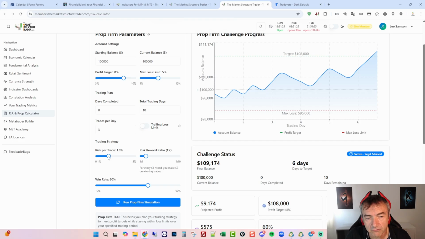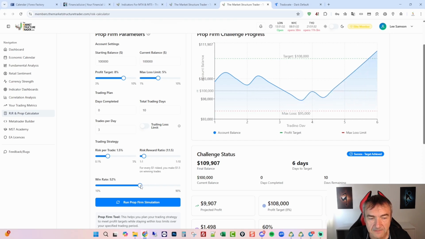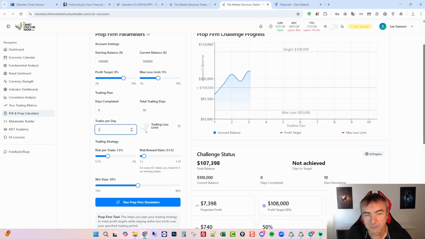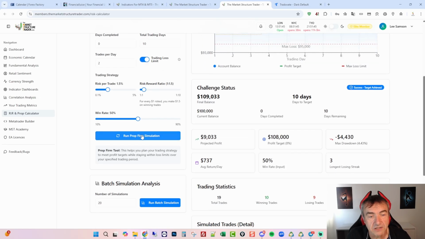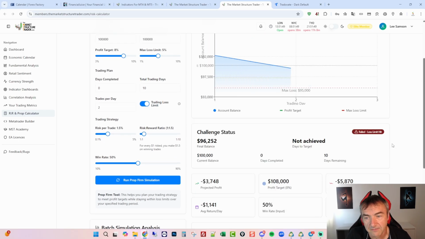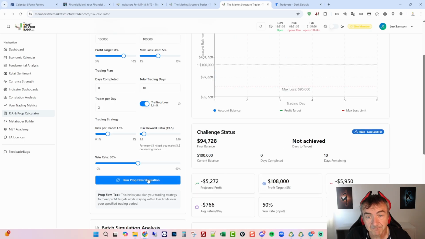So if you were to risk 1.5% per trade and you are going for a 1.5 reward and you had a 50% strike rate, you can run a simulation over a number of days with a certain number of trades per day and trailing drawdowns if your evaluation has it. And it will tell you whether or not you will pass an evaluation. You can run as many simulations as you like here. So that one failed, that one failed. These aren't great risk reward ratios, but that one passed, that one passed.